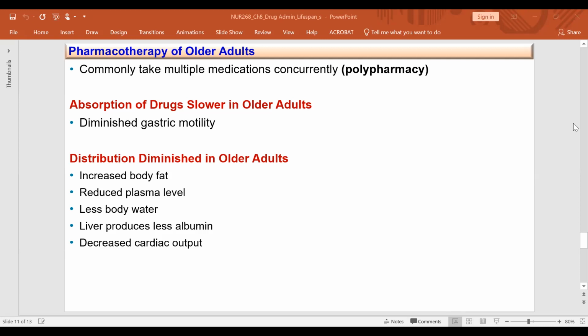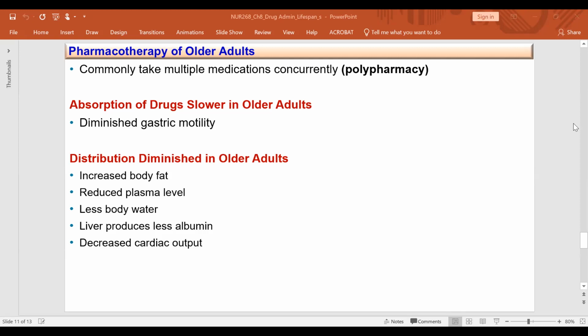So lipid-soluble drugs, for example Valium, phenobarbital, Haldol, will be stored in the tissues with less plasma concentration. So longer periods stored in tissues will cause more adverse effects.